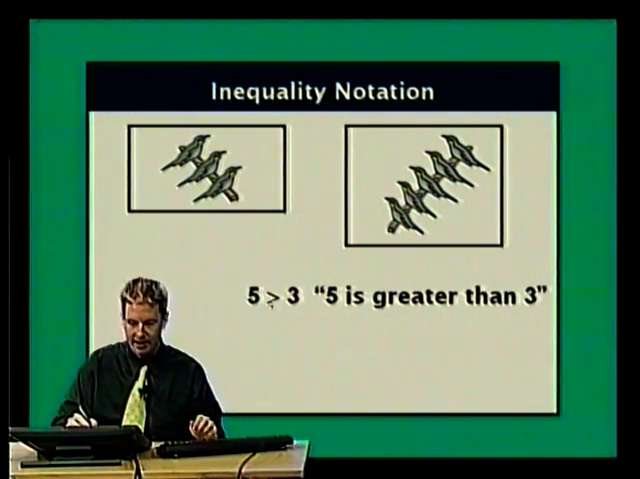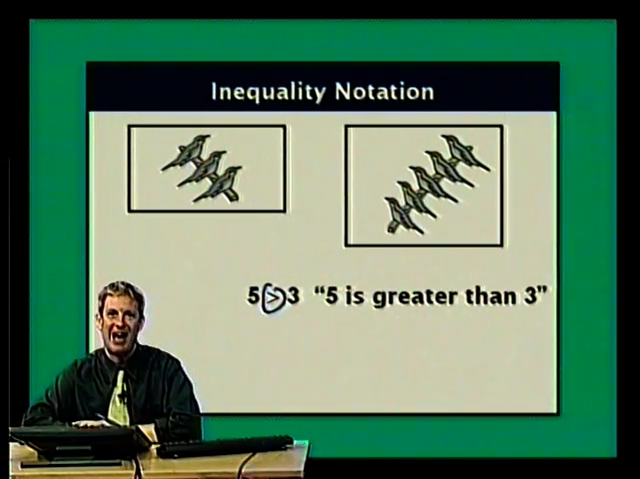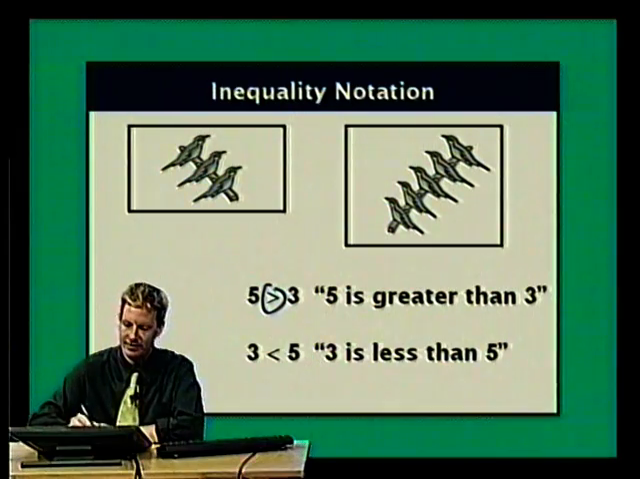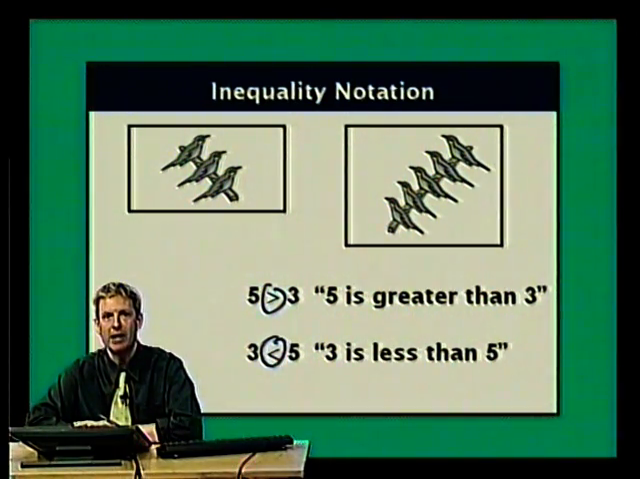This symbol right here is called a greater than symbol, and it's read "is greater than." 5 is greater than 3. Similarly, there's a lesser number of birds on the branch with 3 birds than on the branch with 5 birds. So we say 3 is less than 5. This is called a less than symbol. Notice that in both cases, the arrow is pointing to the 3, because when comparing 5 and 3, 3 is the smaller, the lesser number, and the arrow always points to the lesser number.